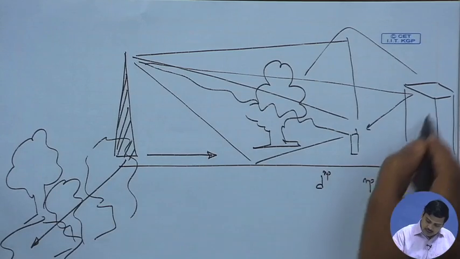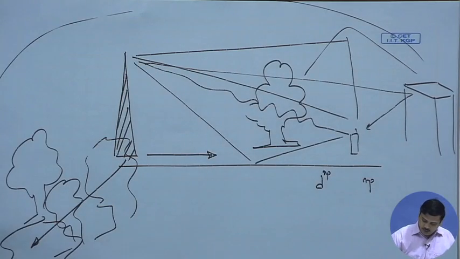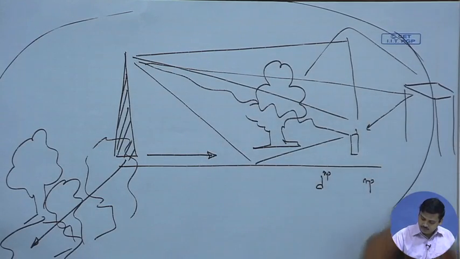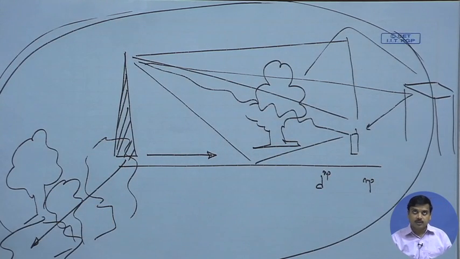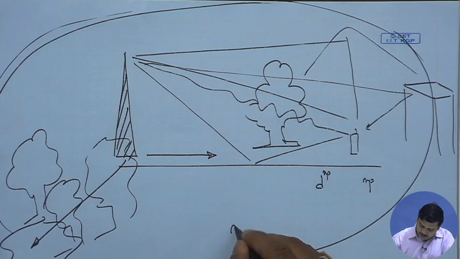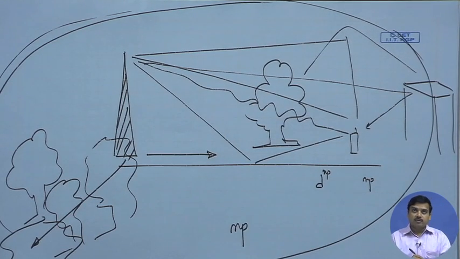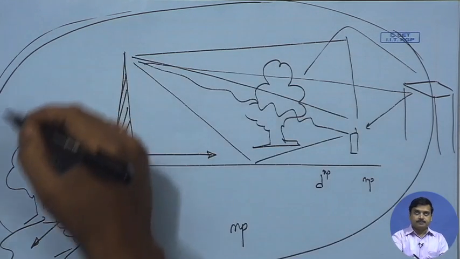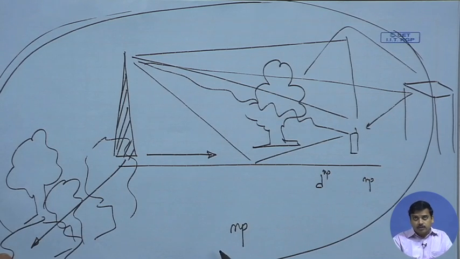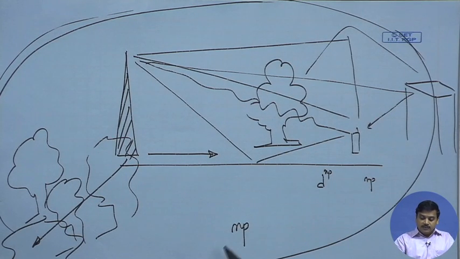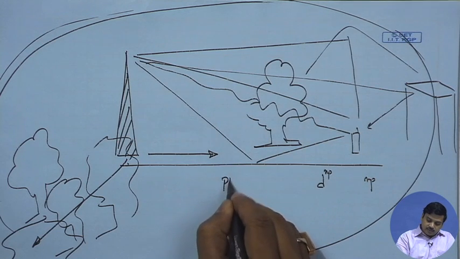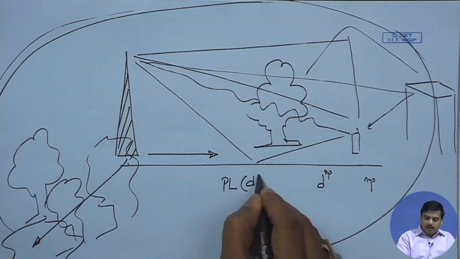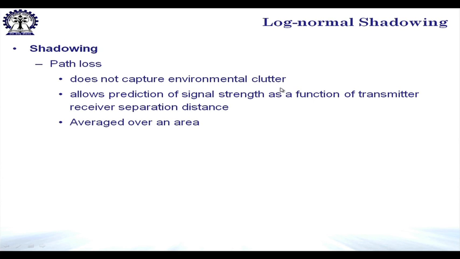So, in this big area, if we are trying to capture the propagation effects or the model, what we would like is to use a single value of NP in this whole area. This is very, very important. And the received signal strength as a function of the separation between transmitter and receiver, as you are seeing, is given as PL of D or PL of R.